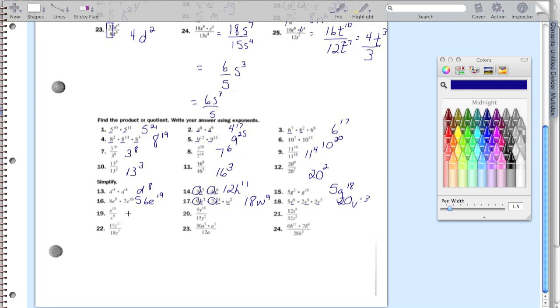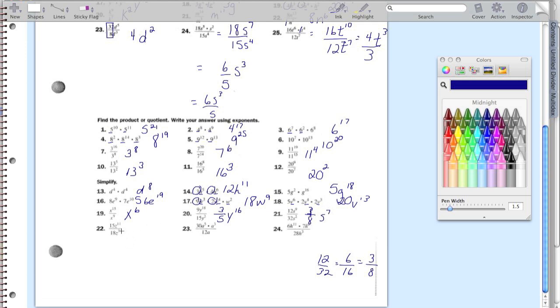Number 19, we're going to subtract. 15 minus 9 is 6, so x to the 6th. Number 20, we're going to subtract 18 minus 2 and get y to the 16th, and then simplify. 9 over 15, 3 goes into both, so we get 3/5. Number 21, we're going to subtract 9 minus 7 and get s to the 7th, and reduce 12 over 32. We know that 2 goes into both, so we divide both by 2 and get 6 over 16, which could be divided by 2 again to get 3/8. Whoops, that was a little sloppy. 3/8 s to the 7th.